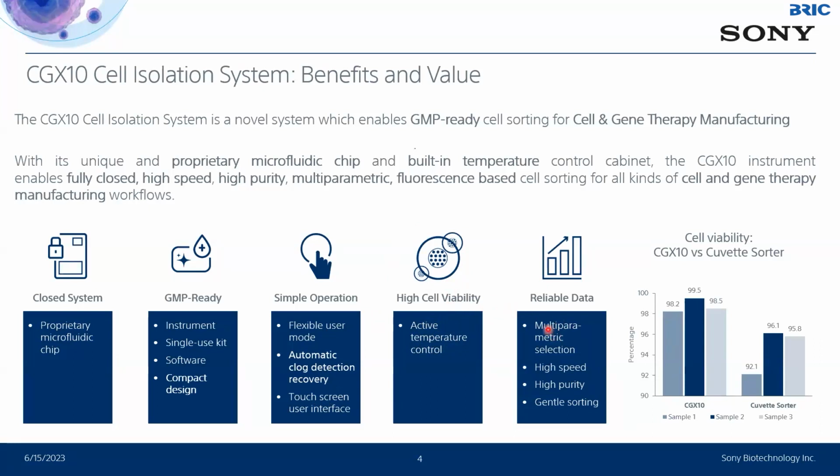With the multi-parameter selection features of measurements, it yields reliable data, and the sorting itself is very high speed, high purity, and it's gentle compared to similar multi-parameter instruments. You can see here some very simple data summary showing the viability of cells after CGX sorting compared to a cuvette sorter. You can see the viability is a few percent higher, demonstrating the gentleness of the sorting.